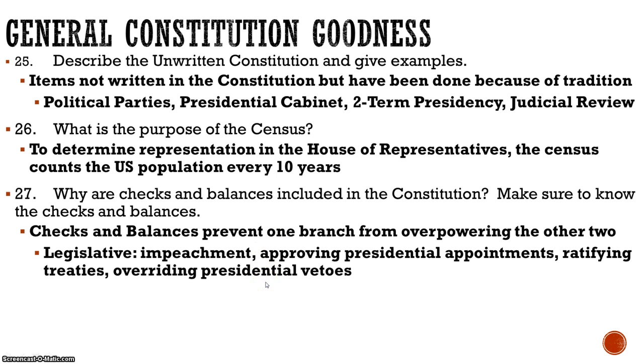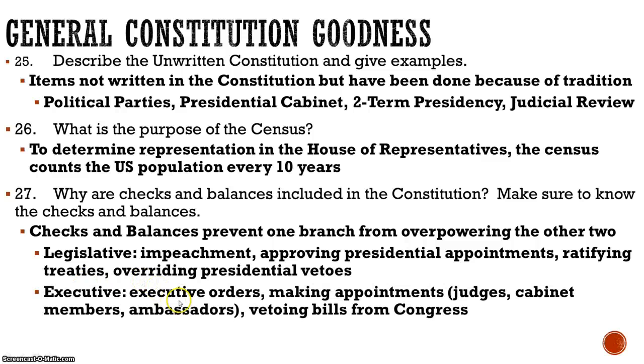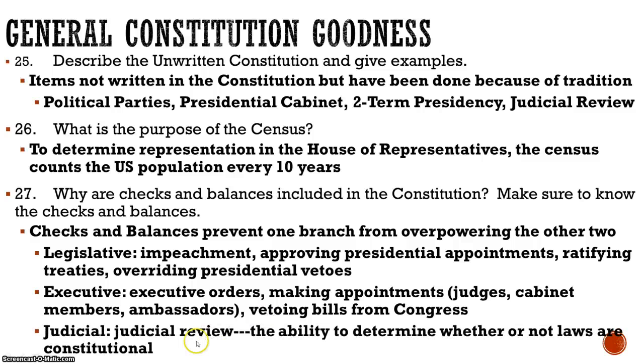And then let's talk about some of these. Legislative branch, they have the power to impeach. They have the power to approve presidential appointments. They can ratify treaties, and they can override presidential vetoes. The executive branch can issue executive orders. They can make appointments like judges or cabinet members or ambassadors, to name a few. And they can veto bills from Congress. And then the judicial branch, they only have one, but it's a really powerful one. They have judicial review, which is the ability to decide whether or not laws are constitutional.